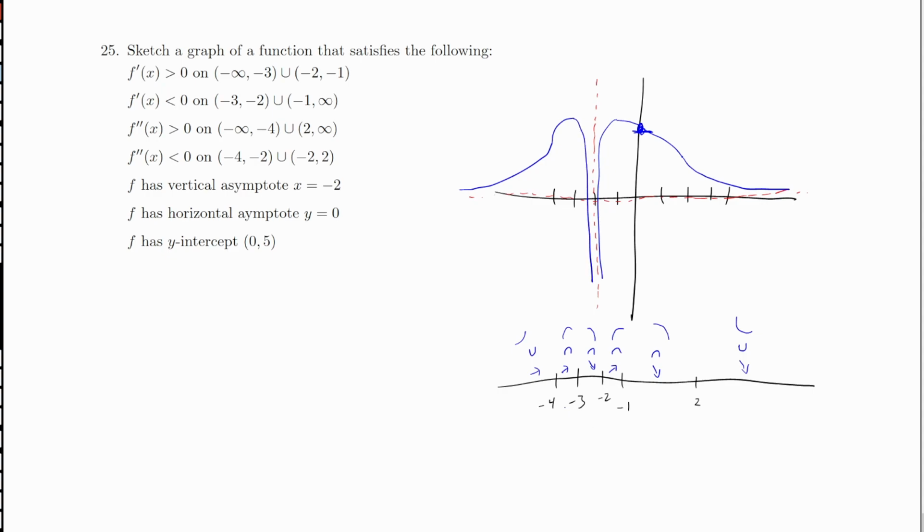Okay, so you might have to redraw, or another way to do that is maybe to deal with the horizontal asymptotes first. I don't know, whatever your preference is. There you go.